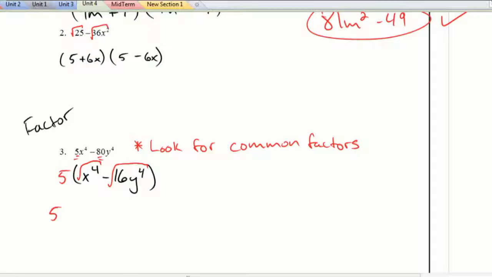So I'm just going to drop the 5 down. I'm going to write 2 brackets. One of them is going to be plus, one's going to be minus. Square root of x to the 4th is going to be x squared. The square root of 16 is 4, and the square root of y to the 4th is going to be y squared. So I just rewrite my terms, x squared, 4y squared, and I am done. Kinda.